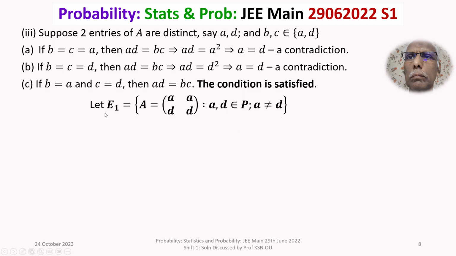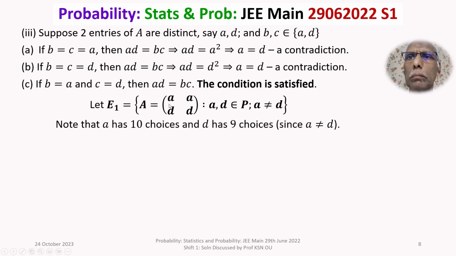Now the question is how many such matrices will be there. Note that A can take 10 choices, and having chosen A, D has 9 choices since A not equal to D. Therefore, by product rule, N of E1 is 10 into 9. So N of E1 is 90.